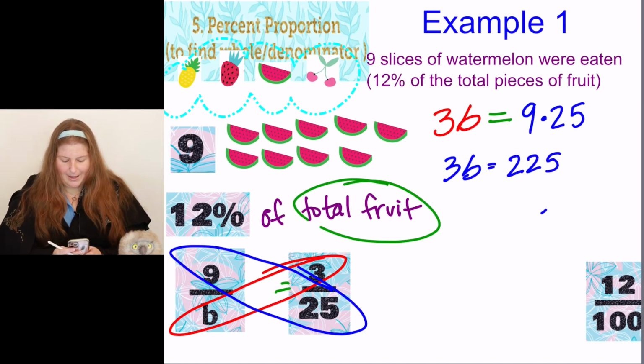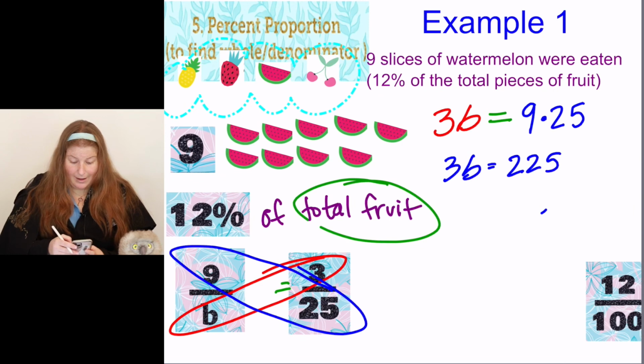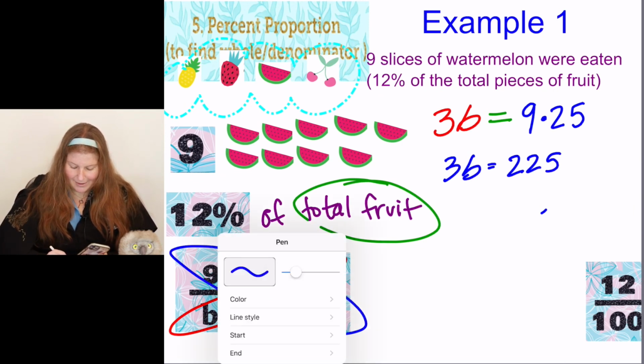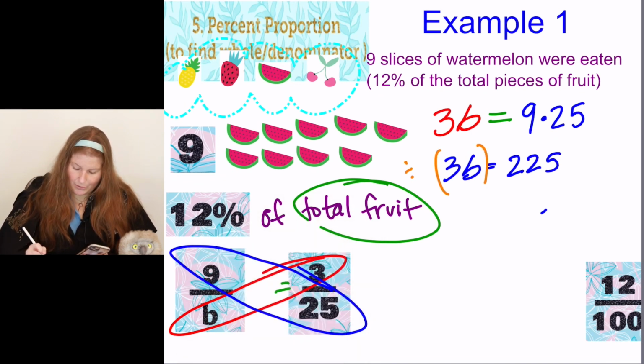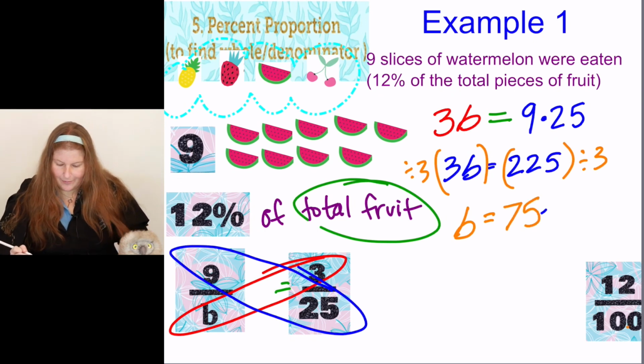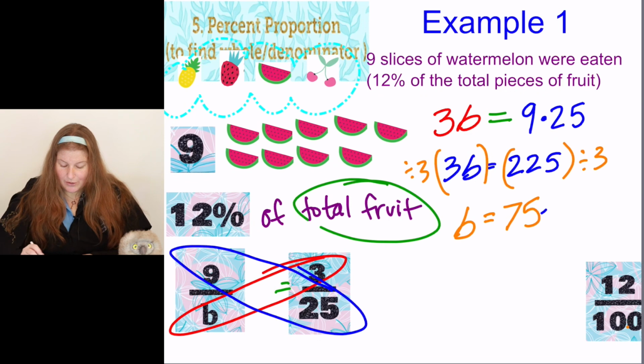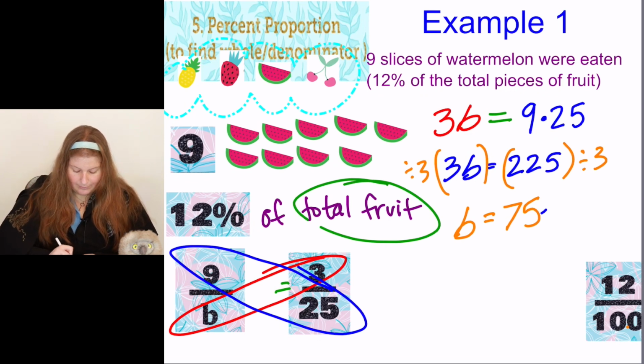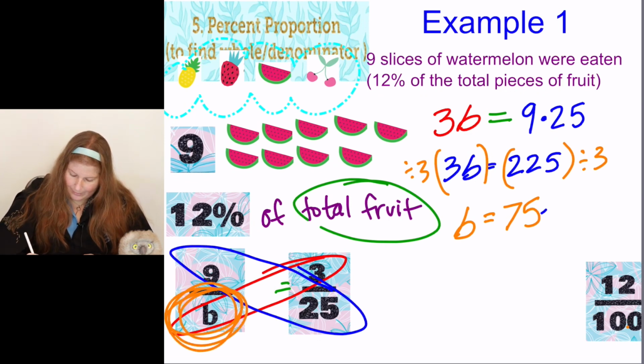Now to solve for b, I'm going to use my Muggle calculating device and divide both sides of this equation by 3. So 3b divided by 3 will be b, so I will have isolated the variable. And 225 divided by 3 is equal to 75. So that means that the total pieces of fruit, our variable b, is 75.